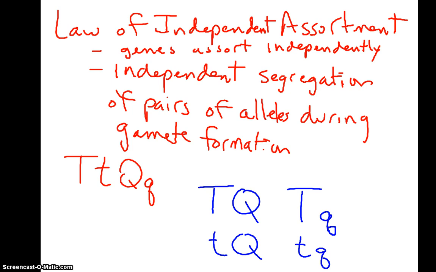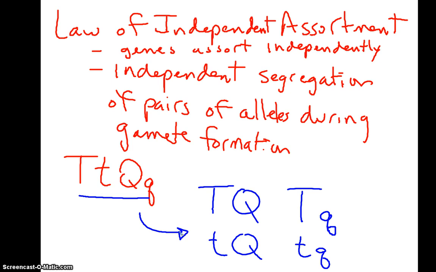So what that means is that if we've got these 4 genes, the T's will always be split up and the Q's will always be split up. So there's a possibility of getting 4 different types of gametes. We can have big T, big Q; big T, little q; big Q, little t; little t, little q; but we'll never have the T's together, we'll never have the Q's together. So that's the law of independent assortment.